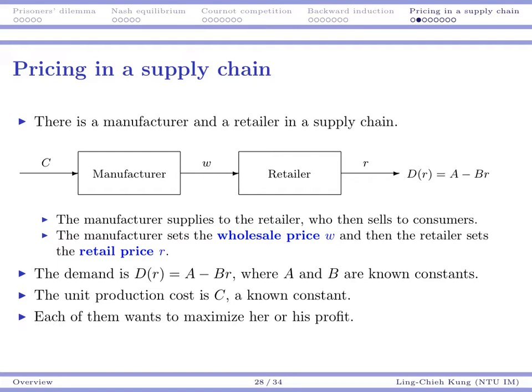Okay? In this game, the manufacturer chooses the wholesale price, and then the retailer chooses the retail price. So this is a dynamic game because the manufacturer is the leader, and then the retailer is the follower. Now after this, each of them will maximize their profit. That's how they make their decisions. They will choose their prices individually to maximize its own profit. So let's try to formulate and solve this game.